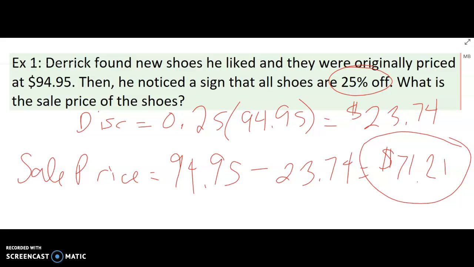I do this all the time when I shop. I see the price of an item, I look at the discount, I do some quick math. I usually round and do it in my head, but you could pull out your cell phone and use your calculator. Okay, if it's 25% off, am I willing to spend $71 on these shoes? Maybe Derek is, maybe he's not, but that's what you want to think about. We also should think about sales tax, but that's a different video.